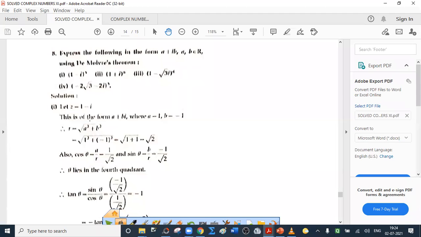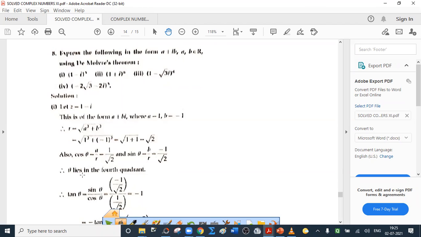See the cursor. This is of the form a plus bi, where a is 1. This is not minus, I'm going to change this. a is 1 and b is minus 1. Now what is r? Modulus of the complex number. It comes out to be root 2. What is cos theta? a upon r. And sin theta? b upon r. Now cos theta is 1 by root 2, sin theta is minus 1 by root 2.